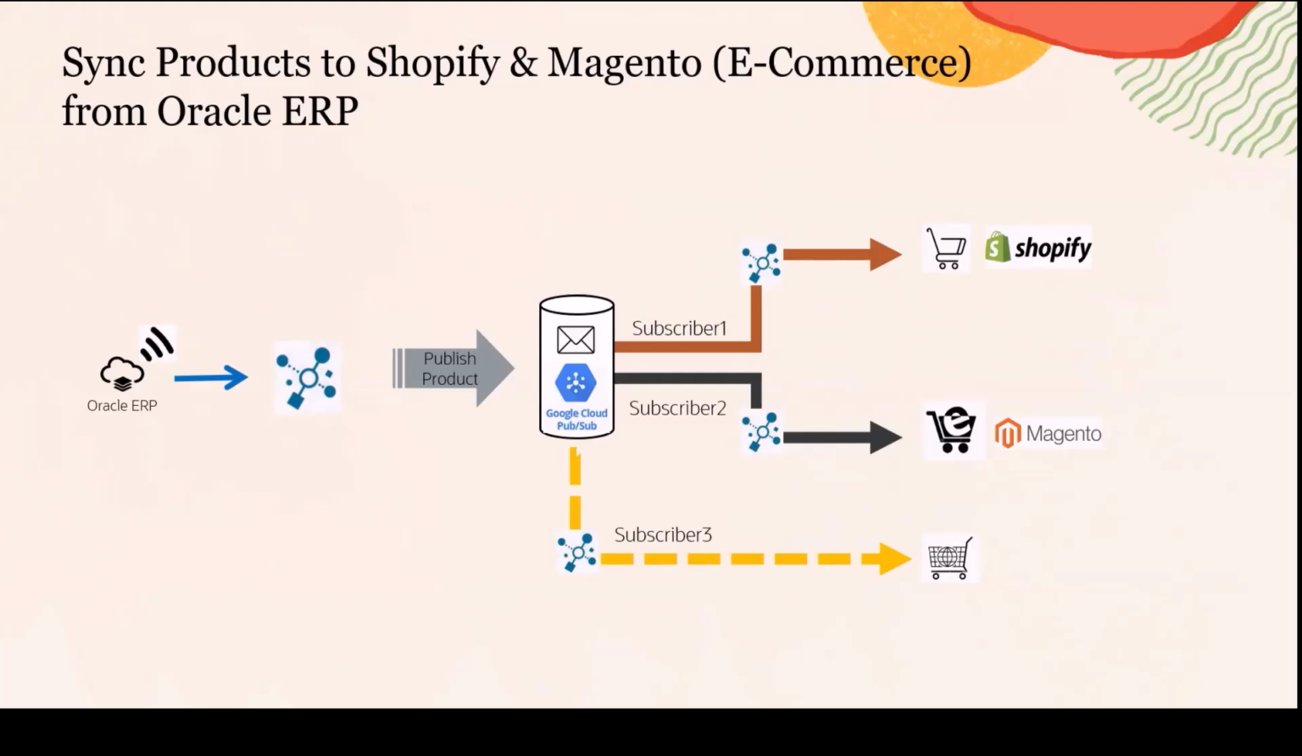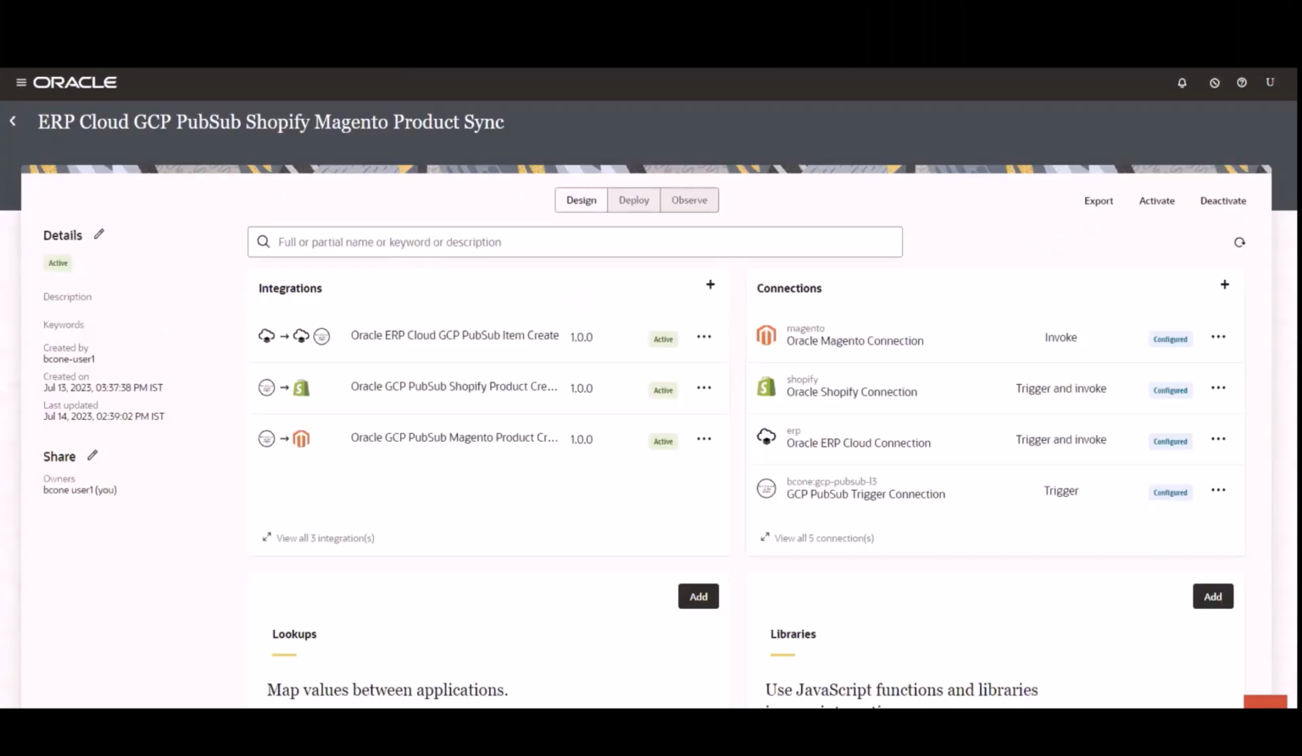Now let's see the practical demo using the GCP PubSub adapter in Oracle Integration Cloud. So I have created the required integrations to achieve this use case. These are the three integrations that I have created. One is to receive the event from the ERP and publish the same event information to Google PubSub. The first one is a publisher and the other two are subscribers. These two integrations will subscribe to the same message which was published in the first integration and send that information to Shopify and Magento applications.